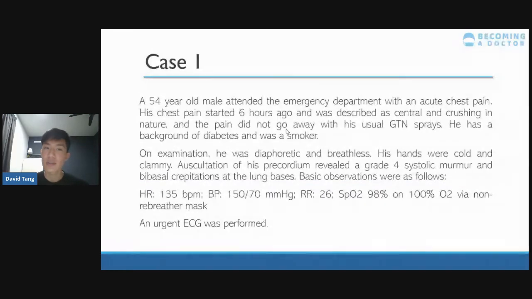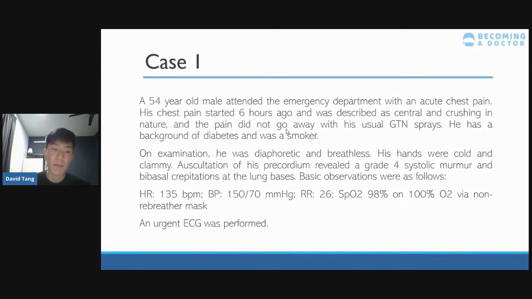A 54-year-old gentleman attended the ED with an acute onset of chest pain. It started 6 hours ago, and he described it as typically central and crushing, and the pain did not go away with GTN sprays. He has a background of diabetes and was a smoker. When you examine him, he was diaphoretic, in other words sweaty, and breathless. His hands were cold and clammy. Auscultation of his precordium revealed a grade 4 systolic murmur and bibasal crepitations at the lung bases.